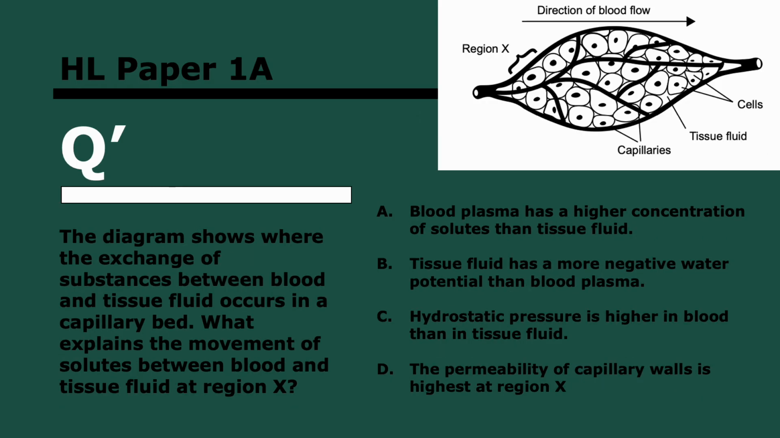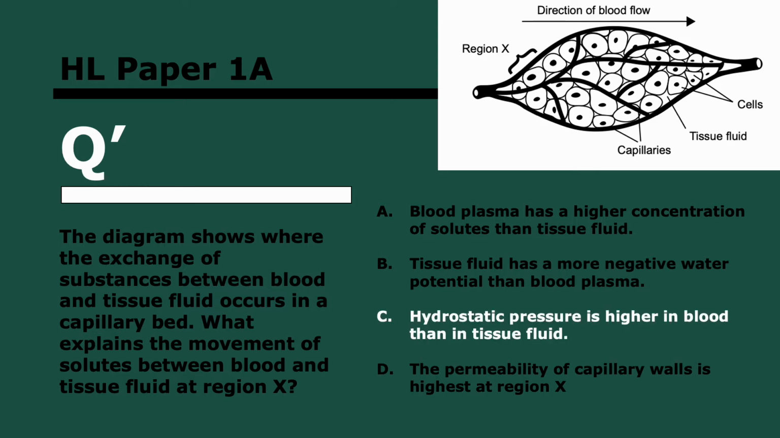Okay, next question. So the diagram shows where the exchange of substances between blood and tissue fluid occurs in a capillary bed. What explains the movement of solutes between blood and tissue fluid at region X? So over here. Okay, and in 3, 2, and 1, it's C. Why? Okay, so you can see that blood flow is going in this direction, meaning region X is closer to the artery, right? It's the arterial end of the capillary bed. I know this question is kind of hard, but okay.